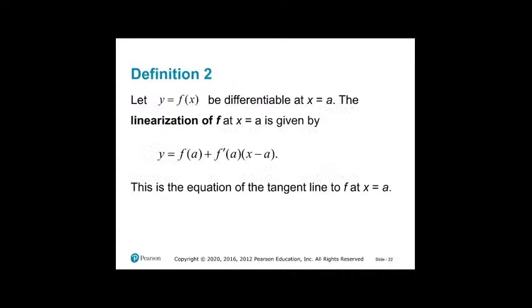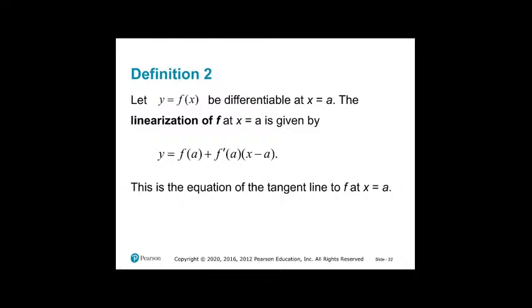So then let y equal f of x be differentiable at some x equals a. The linearization of f at x equals a is given by this. So this is going to be the equation of the tangent line of f at x equals a. So remember, our derivative is giving us the slope of the tangent line at a point. So suppose we just wanted to jump straight to the equation of the tangent line at a point. So if we want the equation of a tangent line at a point, let me see.